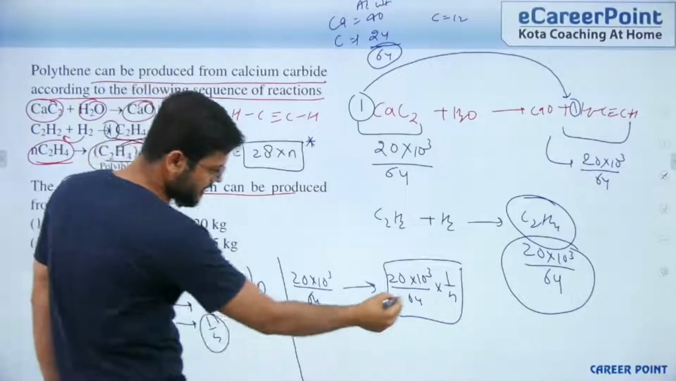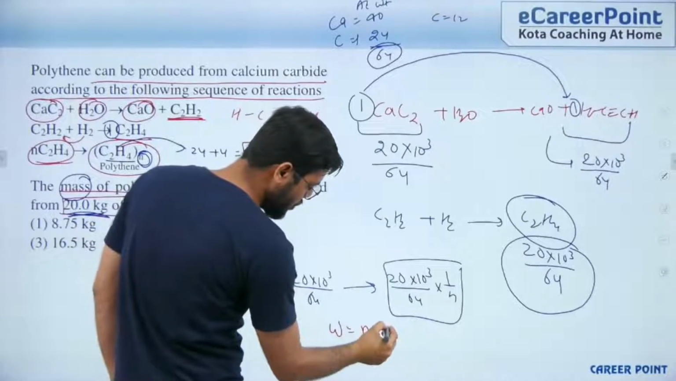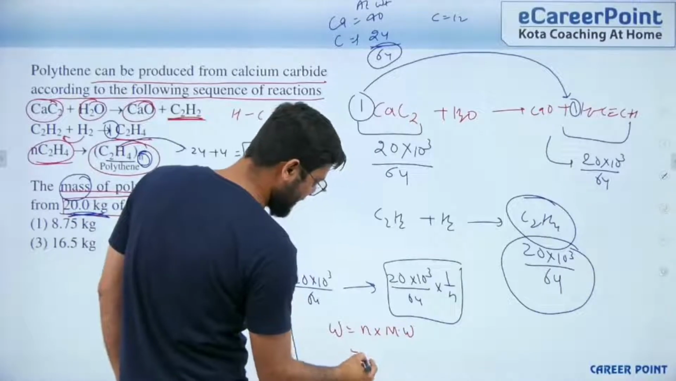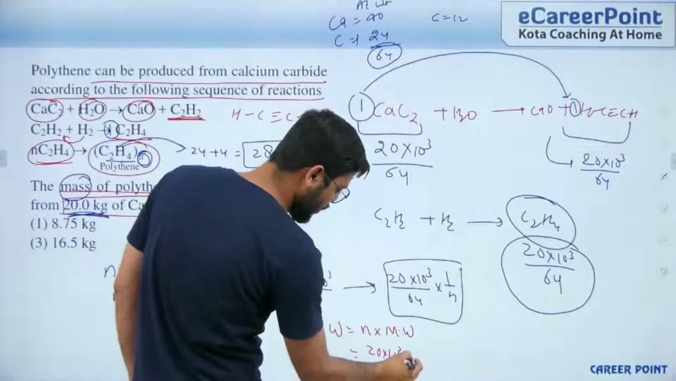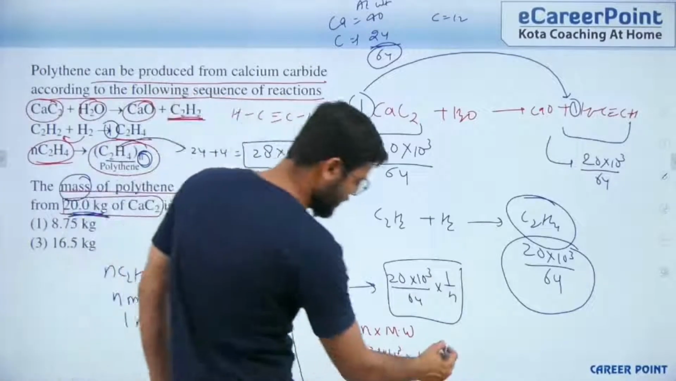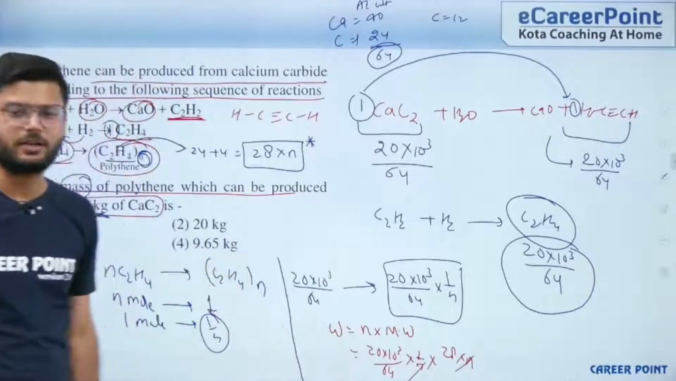So this is the number of moles. Weight is equal to number of moles into molar mass or molecular weight. So just multiply: 20 into 10 to the power 3 divided by 64, into 1 by n, into the molecular weight, which is 28 into n. So n and n cancel, and you can just solve it and you will get the weight.